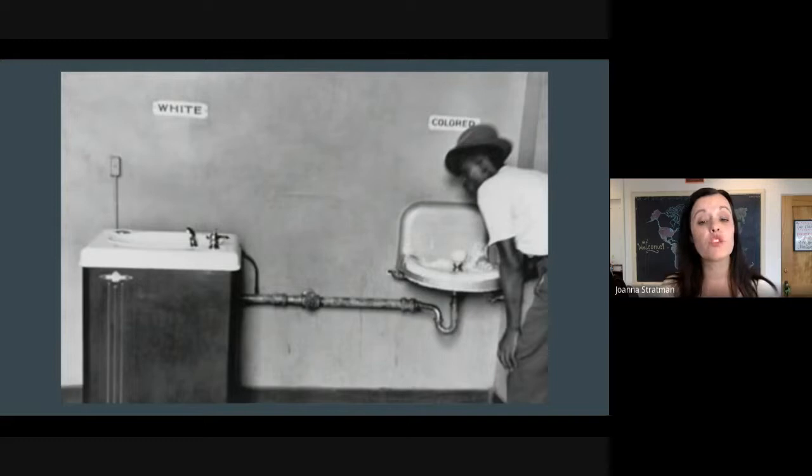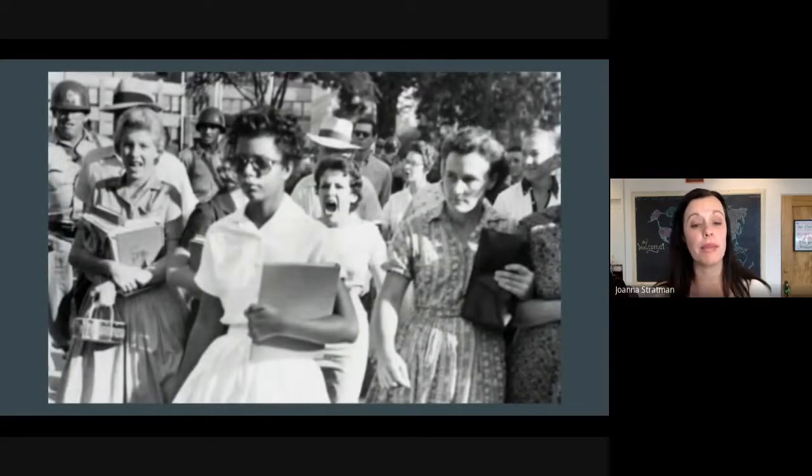At this time, schools were also separated based on race. In this picture, you see a student named Elizabeth Eckford, who was one of the first Black students to go to a high school in the state of Arkansas. And as you can see, not everyone enjoyed this decision. So she had to be protected with the National Guard. It was her and eight other students, but they faced violence and discrimination at this school as well.